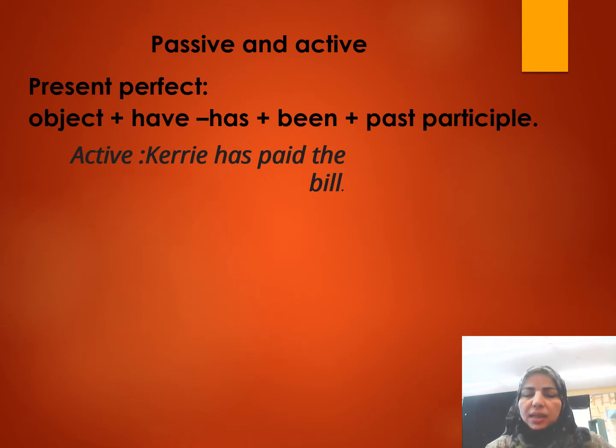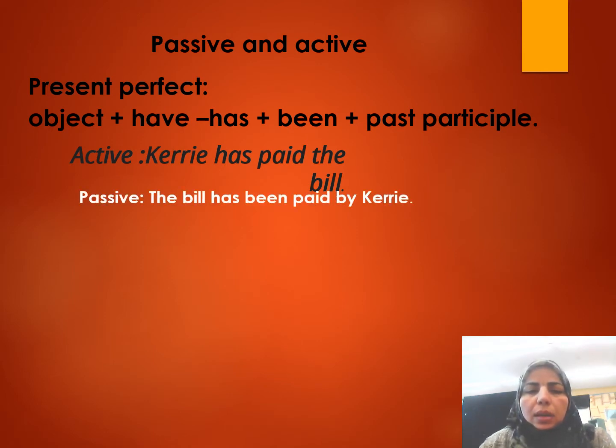If we change this example into present perfect passive, we start with the object. Where is the object? Yes, the object is the bill. So we start with the bill. The passive form for this sentence is the bill. Then we follow with the verb to be has, plus been, plus the past participle for the verb paid, will be paid, and yes, by Carrie.